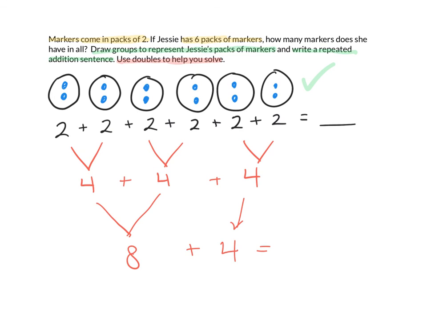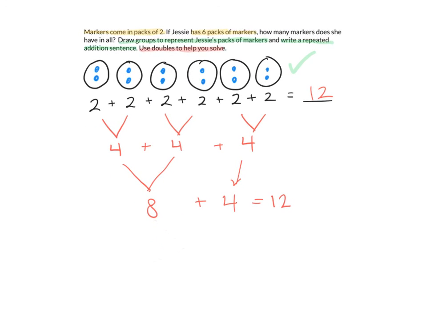Now I just have to figure out 8 plus 4 more. I know that equals 12. Ooh, that's a bad one. Sorry, guys. There we go. A 12. Okay, so I can double check and I can skip count. 2, 4, 6, 8, 10, 12. So I double checked and I got the right answer. So it equals 12. And we always talked about writing out your answer in word form. So I'm going to say Jessie has 12 markers.